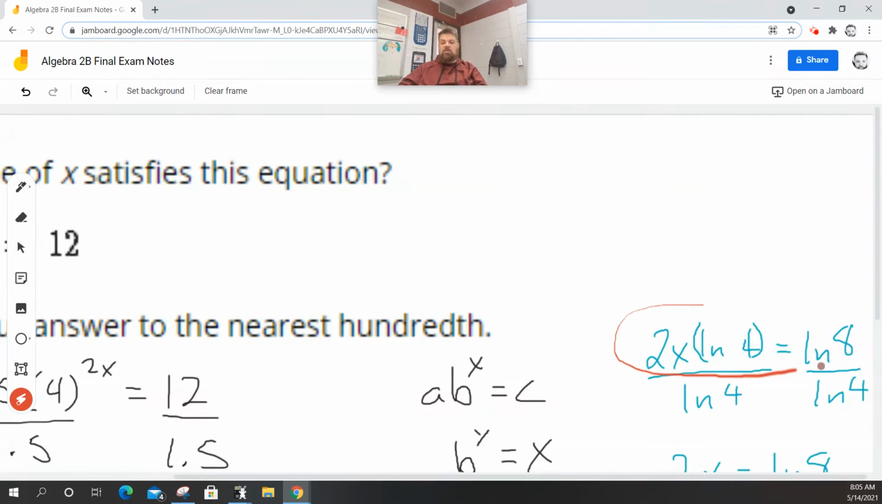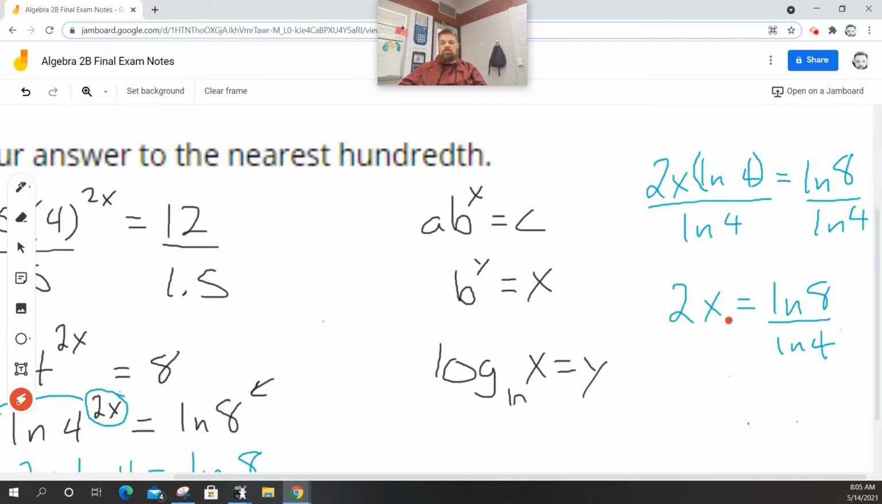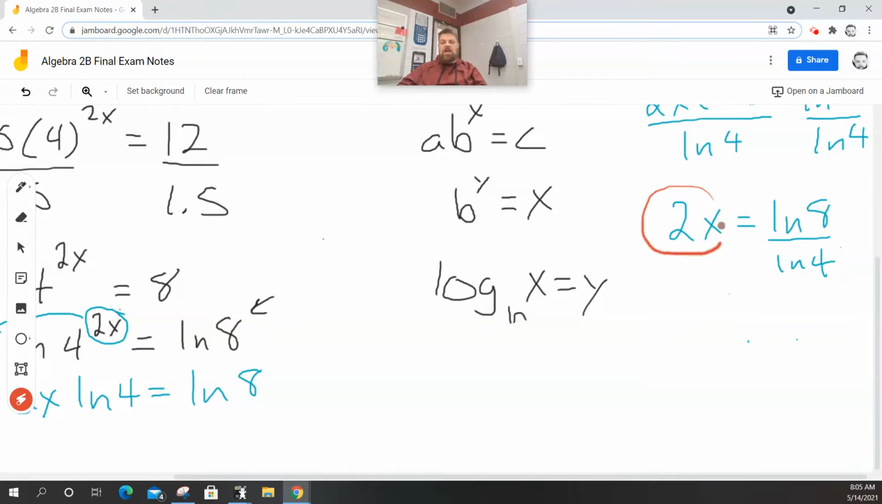So from there, remember, my goal is to get x by itself. So I'm going to divide both sides by the natural log of 4, okay? That gives me 2x is equal to the natural log of 8 divided by the natural log of 4. These are actually numbers, okay? So let me just show you that real quick.